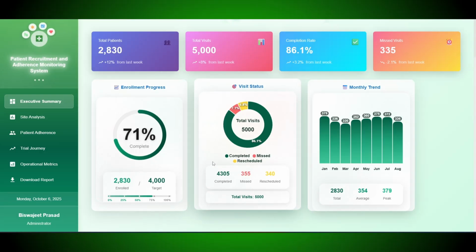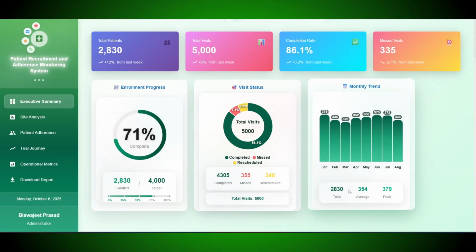Now, this donut chart displays the visit status showing 4,300 visits are completed, 355 visits are missed, and 340 visits are rescheduled. Lastly, this bar chart shows the trend of patient enrollment from January to August, highlighting both the average and the peak performance during the trial period.